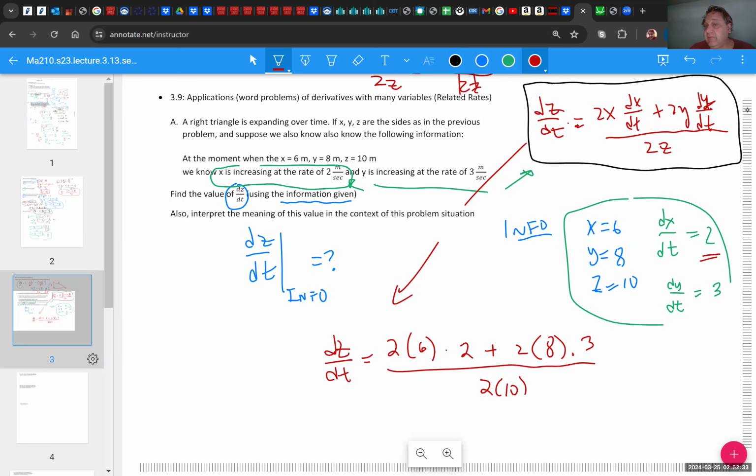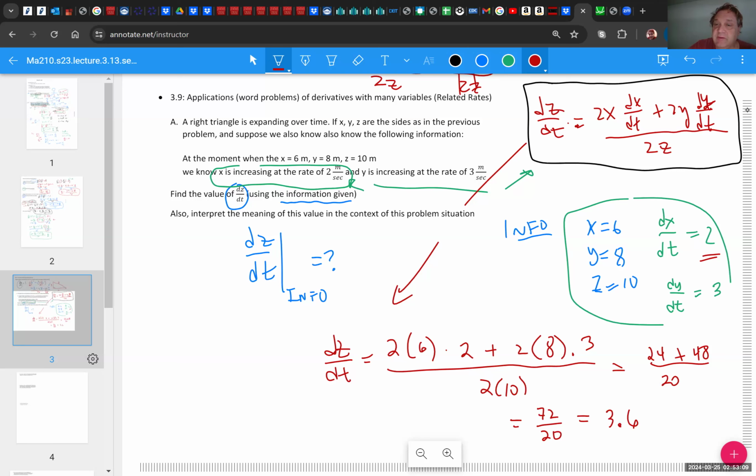We're going to find the derivative, then we're going to plug in all the relevant information, and we'll just do a computation here. I think I can do these without too much calculation. 2 times 6 is 12, times 2 is 24. Here we have 2 times 8 is 16, times 3 is 48, and divided by 20, which is equal to 72 divided by 20. So 72 divided by 2 is 36, and then I'll take a tenth of that, so that's 3.6.